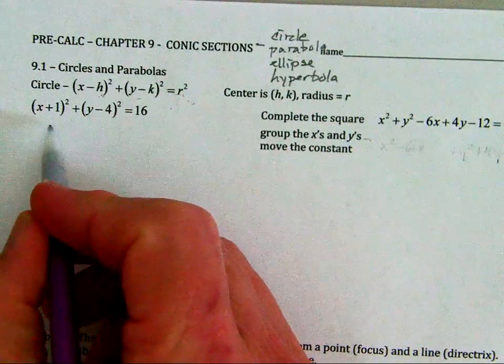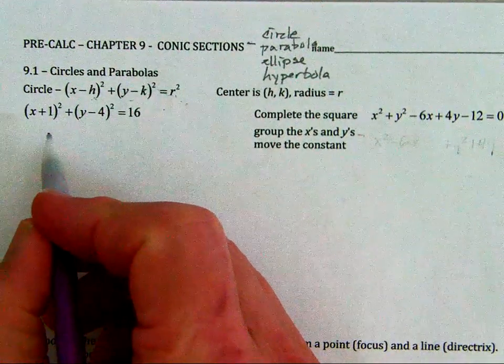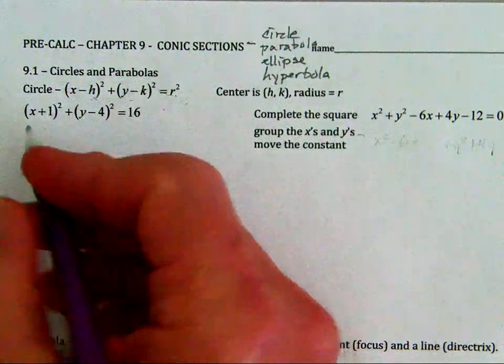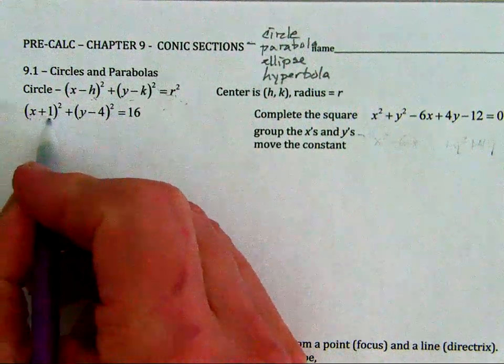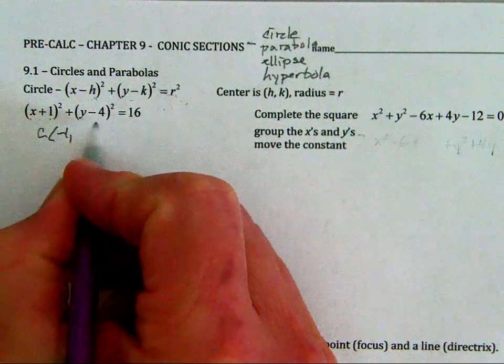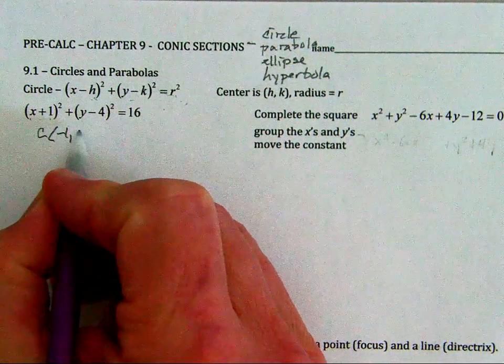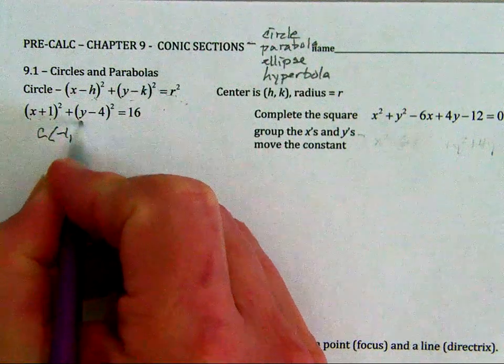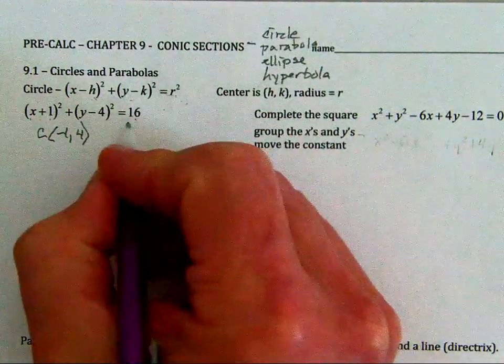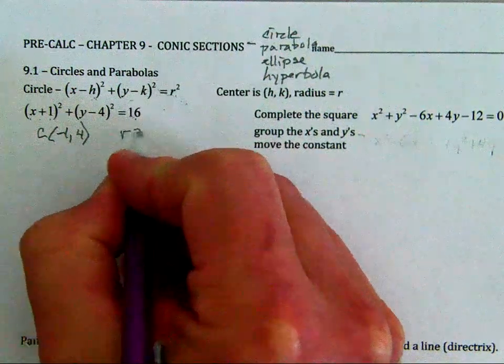So if we have this equation right here, and I ask you to find the center and radius and graph that, well, this is x plus 1, so that's like x minus a negative 1, so h is negative 1, and then y minus 4, that's y minus k, so k is 4. The center is negative 1, 4. The radius is the square root of 16, so the radius is 4.